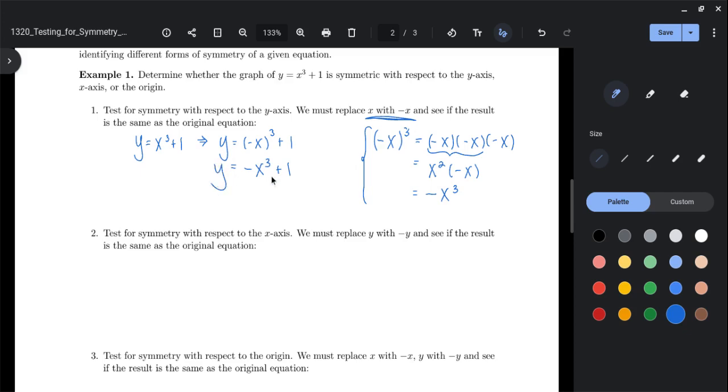So now, if I compare this equation that we had gotten with our original equation, one thing I notice is that here my x cubed is positive, whereas here my x cubed term is negative. So they are not the same. Therefore, it's not symmetric with respect to the y-axis. So here we have no symmetry, again, with respect to the y-axis.